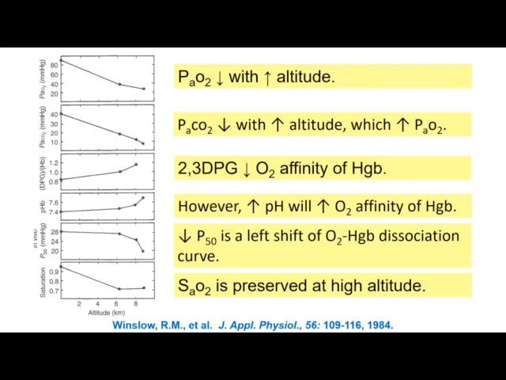With altitude, arterial PO2 is decreased. PCO2 decreases with altitude, which increases the arterial PO2, relatively speaking, the same PO2. 2,3-DPG decreases hemoglobin affinity for oxygen, and this increases with altitude. However, an increased pH will again increase oxygen affinity for hemoglobin. And a decrease in P50 is a left shift in the oxyhemoglobin dissociation curve, so that oxygen saturation is preserved at high altitude.